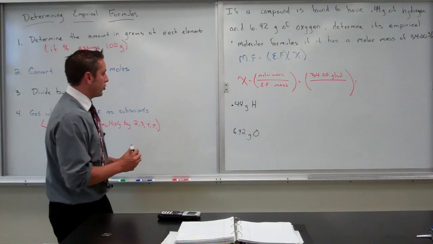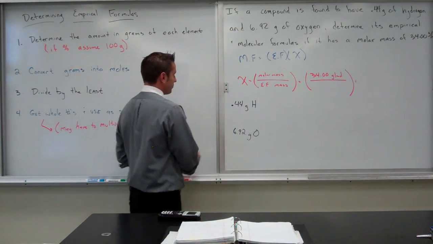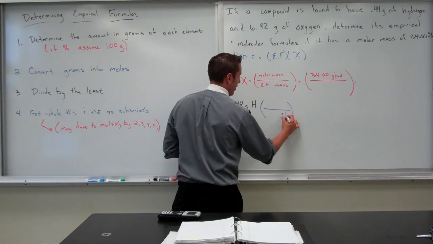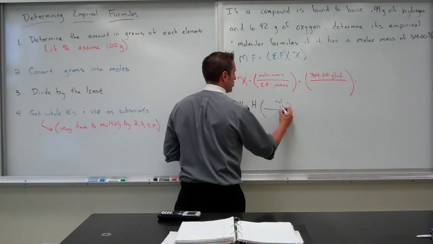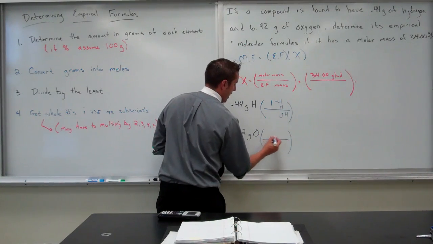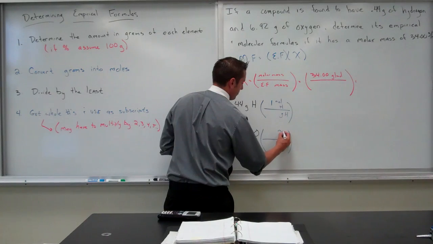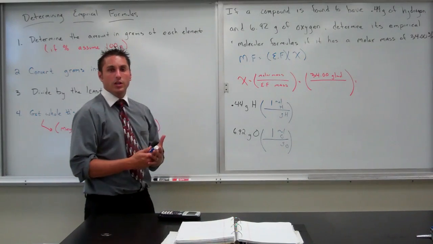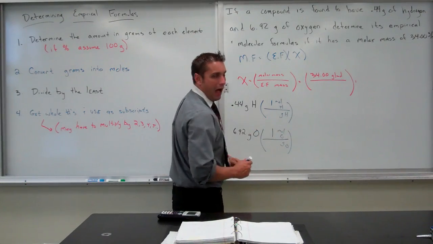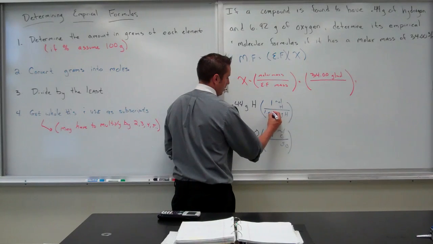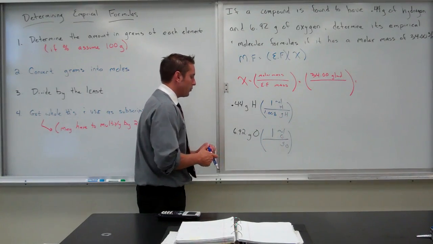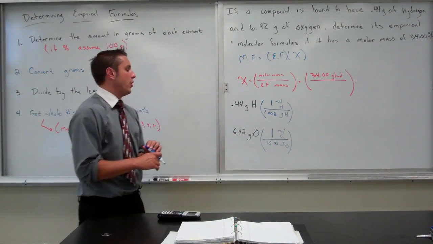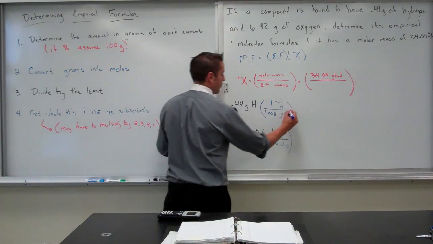Step 2 says convert grams into moles. To do that, grams goes on the bottom, moles goes on top. Anytime you're doing a gram to mole conversion, 1 always goes with moles, and you'll go to the periodic table to get yourself grams. Remember, hydrogen off the periodic table goes 3 places past the decimal. Oxygen only goes 2, but those numbers would be 1.008 and 16.00.